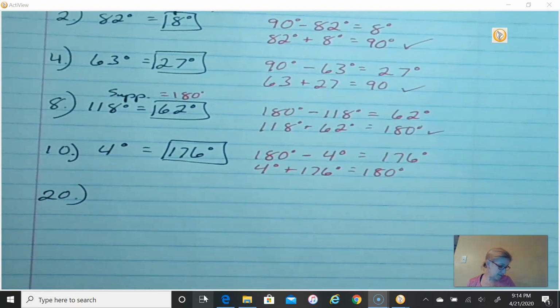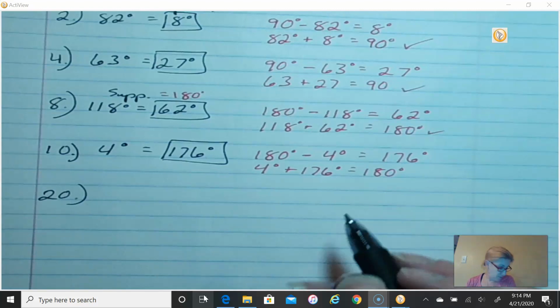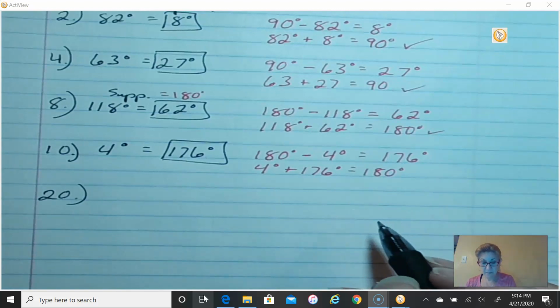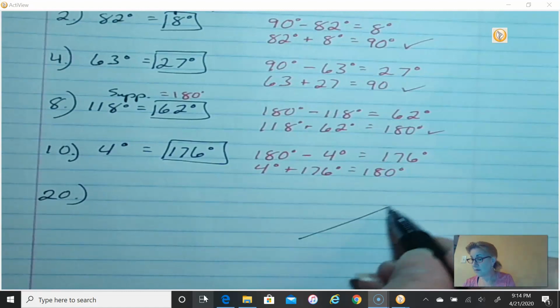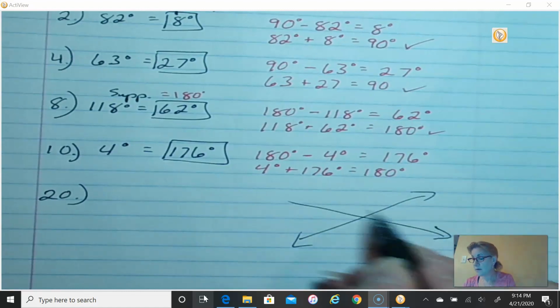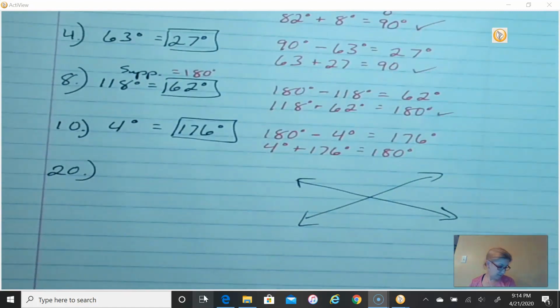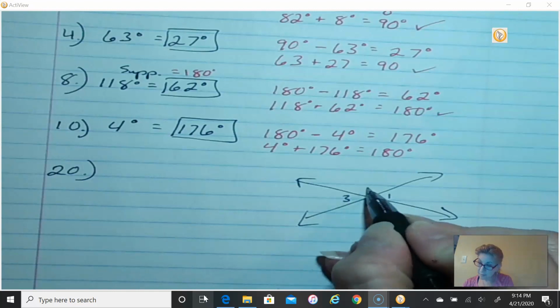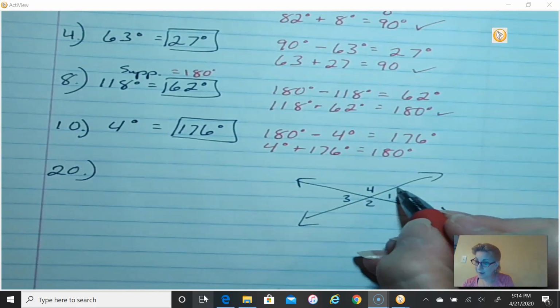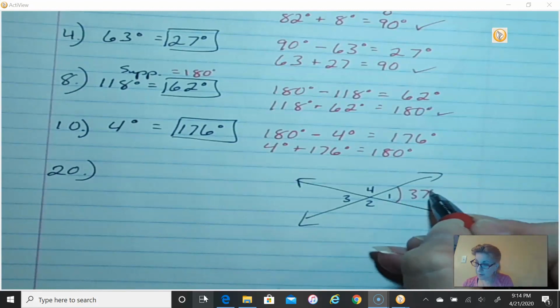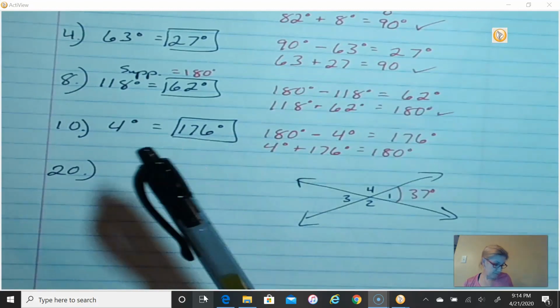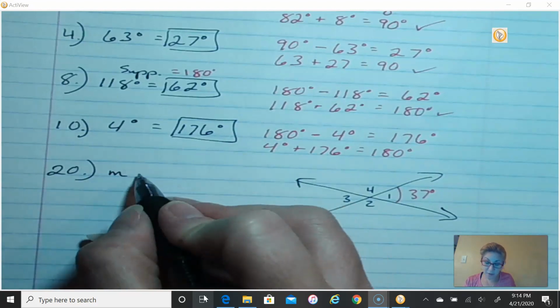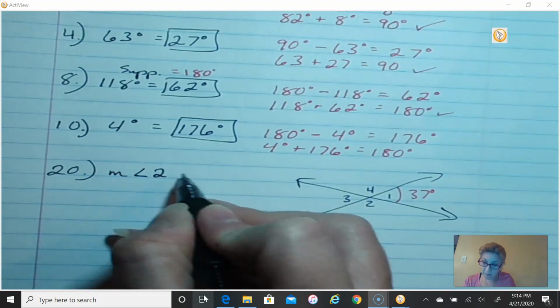Okay, for 20, it says without measuring. That means do not use a protractor. Find the following angle measures. All right, so they give you intersecting lines, angles 1, 2, 3, 4. And they say that this angle right here is 37 degrees. So for 20, they want to know what is the measurement for angle 2.